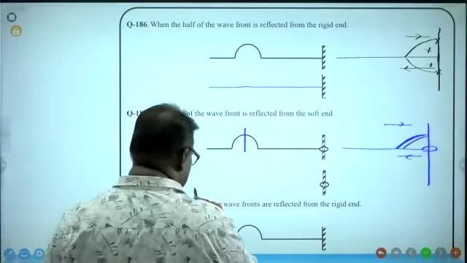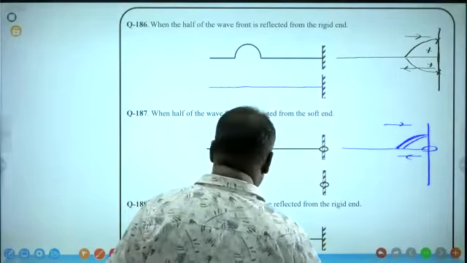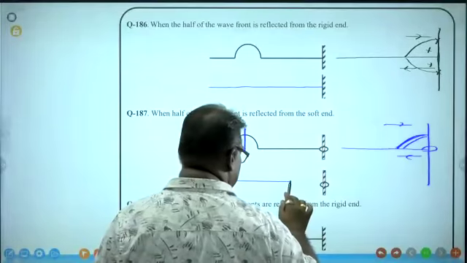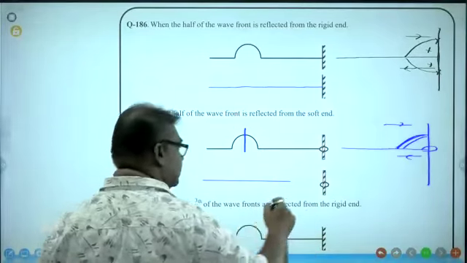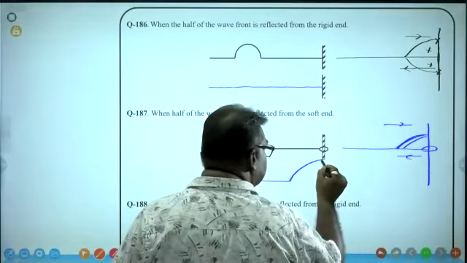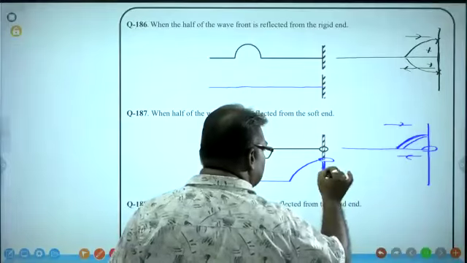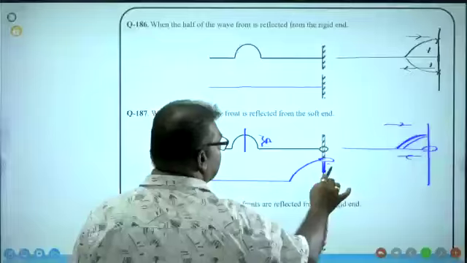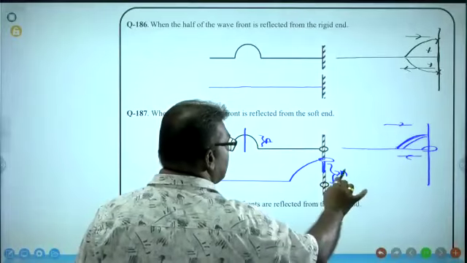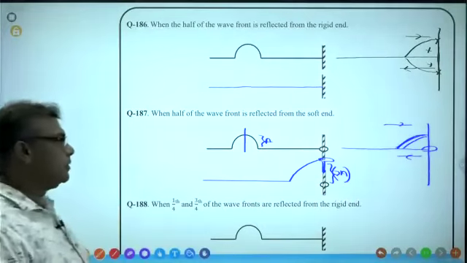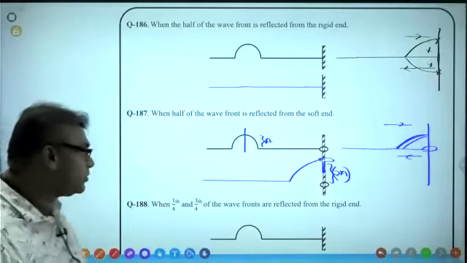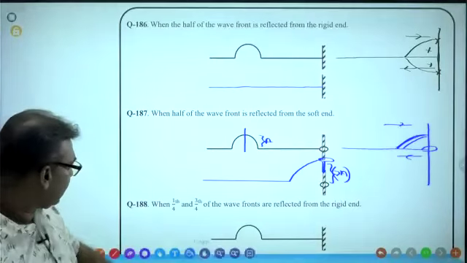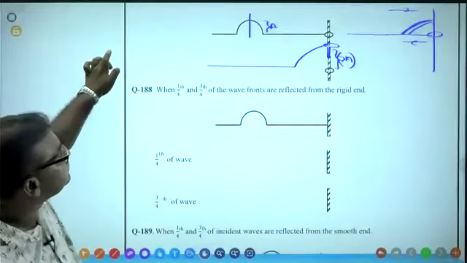Then the string can be seen like this. You can see double wavelength, double amplitude like this across the rod. If this is A, at here you will see two amplitude, double of the amplitude occurred. Constructive interference. Okay, then 188.